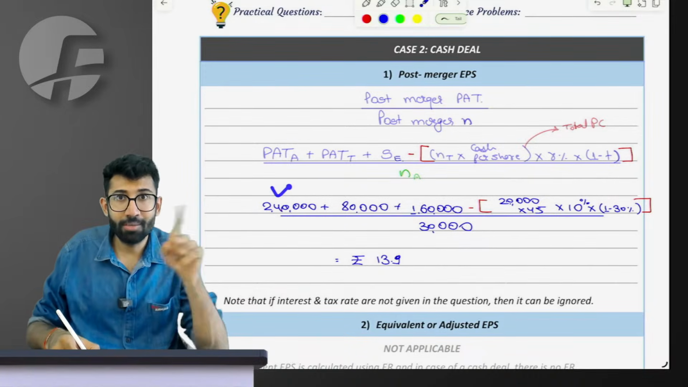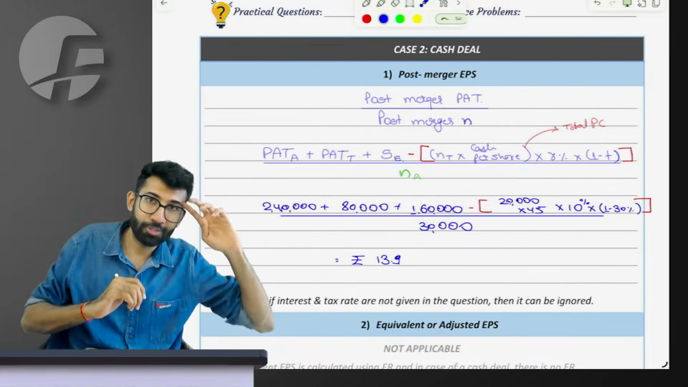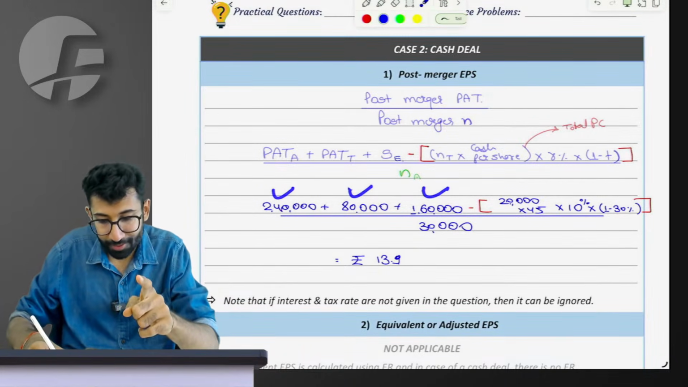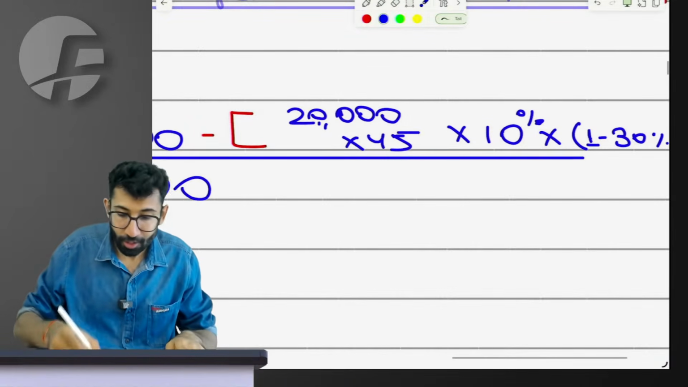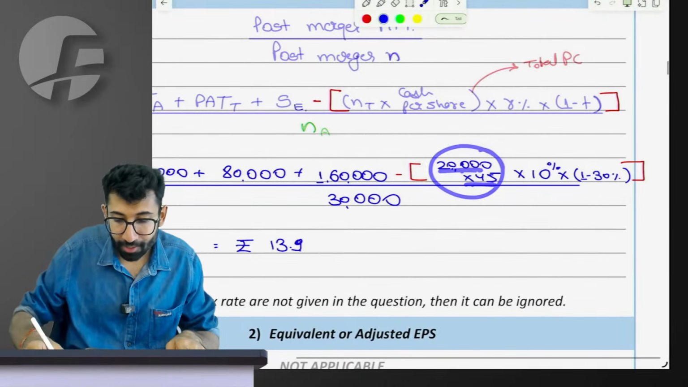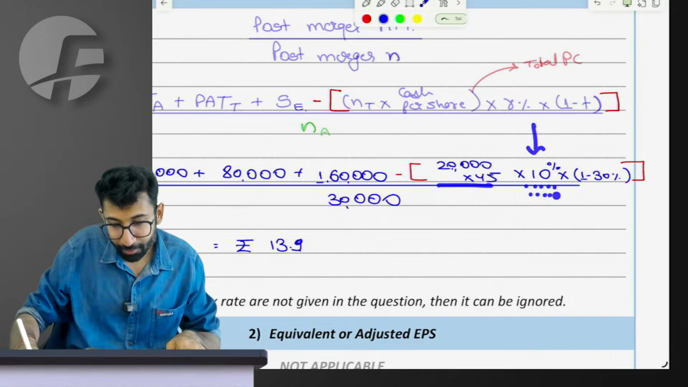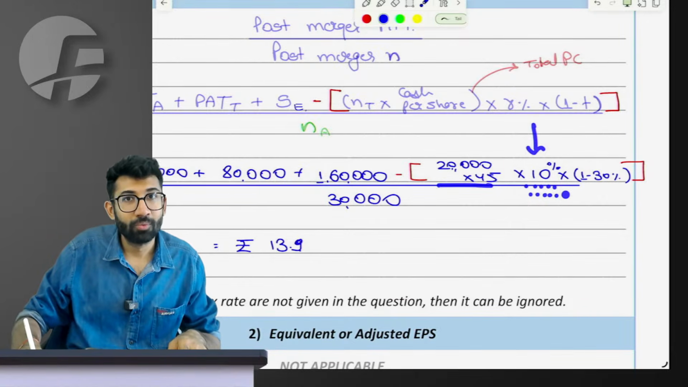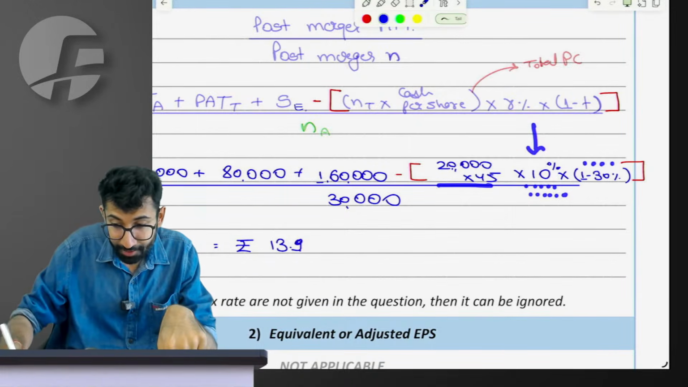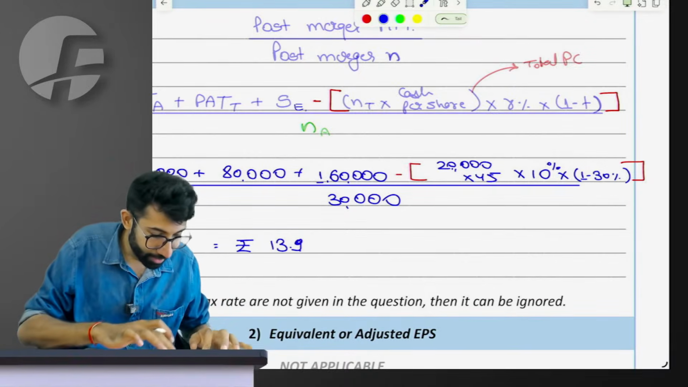My part of 240, same original illustration. I would want to continue the same illustration throughout this chapter so that you have all 6 possibilities. So my part of 240, your part of 80, plus synergy in PAT of 160, minus: on your 20,000 shares, I will give you 45 rupees of purchase consideration, giving me total PC. Multiplying that with 10% gives you the amount of interest to be paid, into 1 minus t gives you the post-tax effect on my profit. And that's how we will do the calculation.